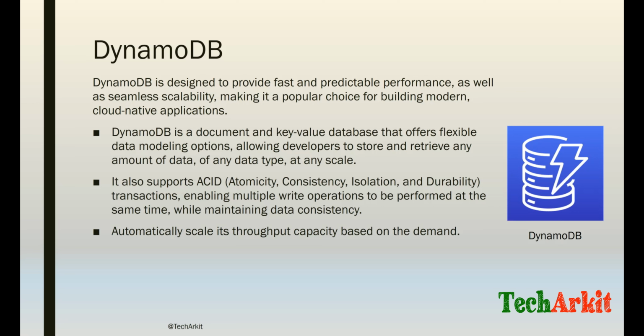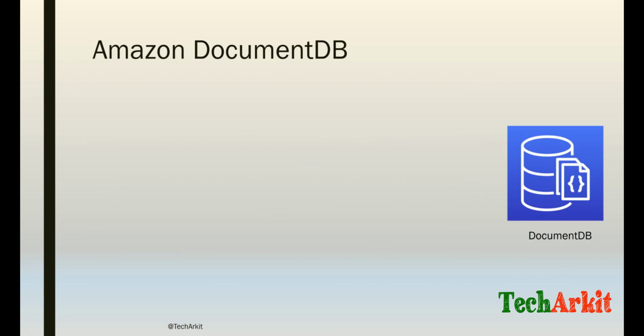So the throughput will be automatically scaled based on the demand, and it is a non-relational database. It's not a relational database. That's why I say it's a key-value database. It's called a key-value database.